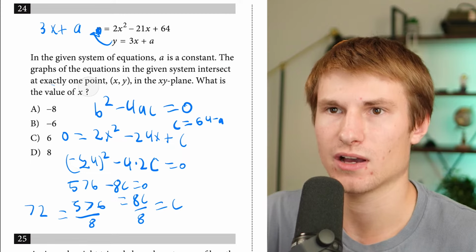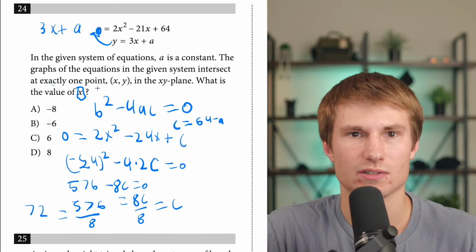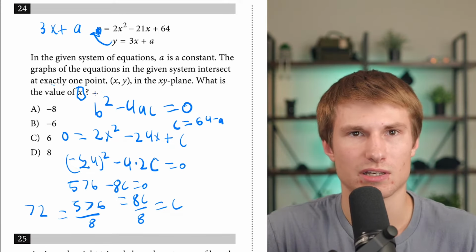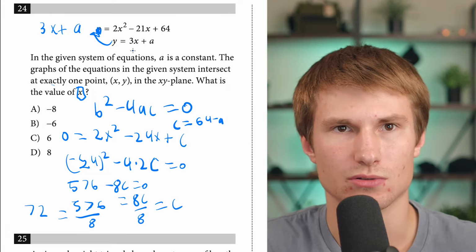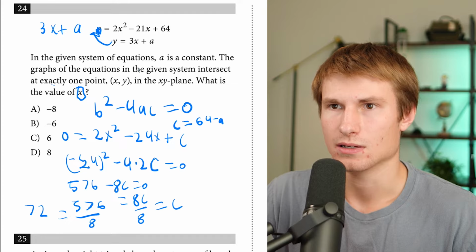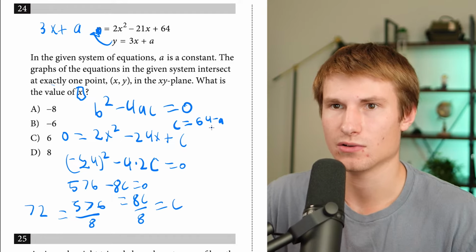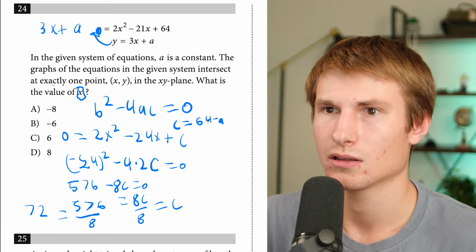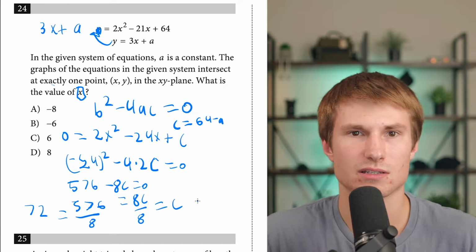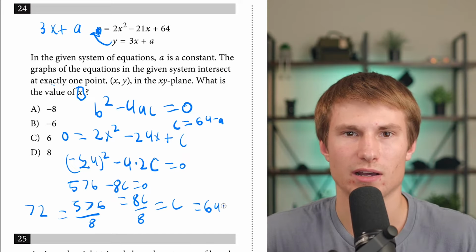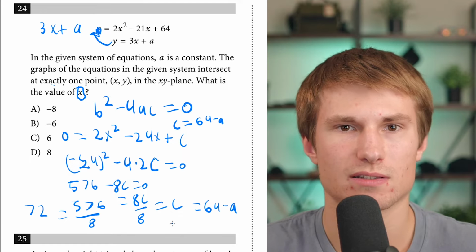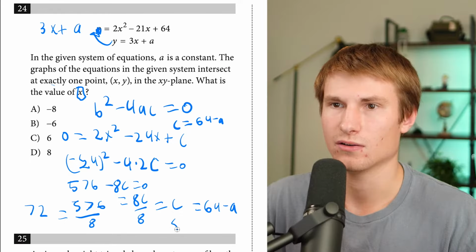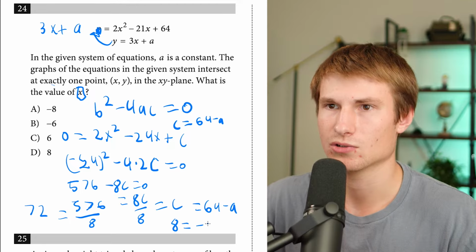Okay, the value of x. So not the value of c, the value of x. So to get to the value of x, we're going to need to, let's see here. Well, let's first go ahead and get the value of a. Okay, so to get the value of a, we got c is 72. We set that equal to 64 minus a. From there, let's go ahead and subtract 64 from both sides. That'll end up giving us a value of 8 is equal to negative a.